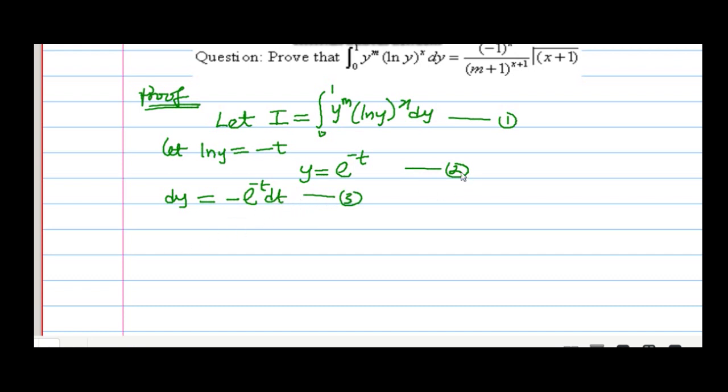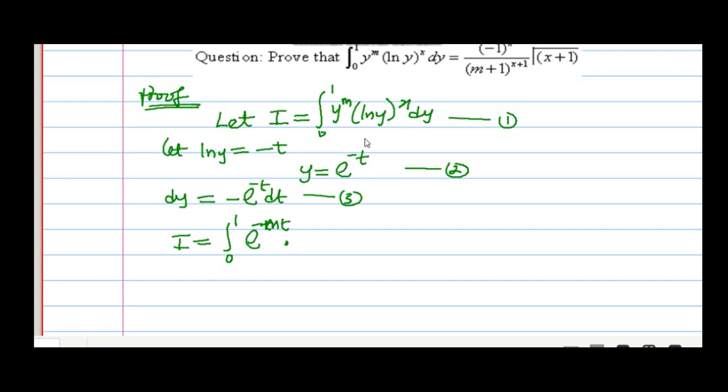Now substituting back equations 3 and 2 into equation 1, we are going to have I equal to the integral from 0 to 1 of y raised to the power of n. Now instead of having y raised to the power of n, we already have y equal to exponential minus t. So we are going to have exponential minus t raised to the power of n, so that is exponential minus nt.